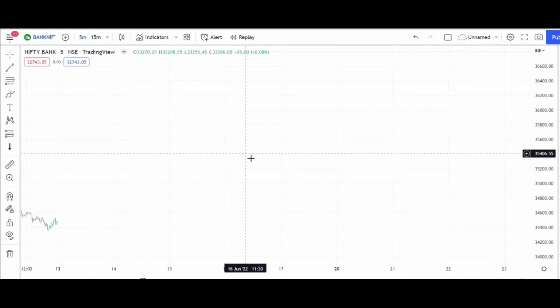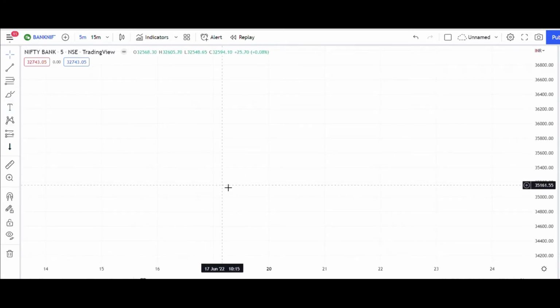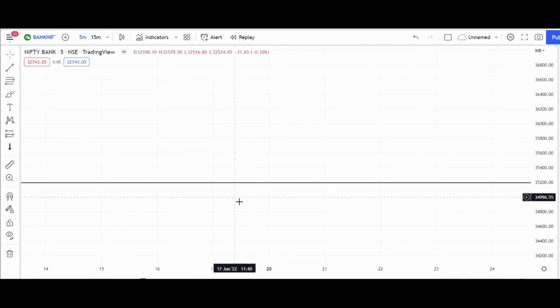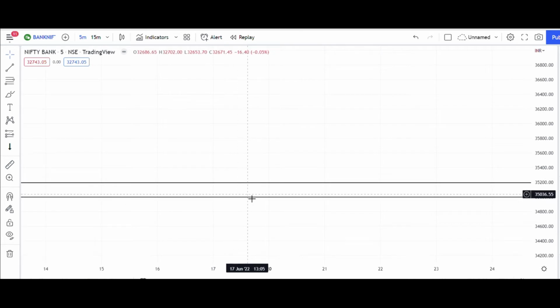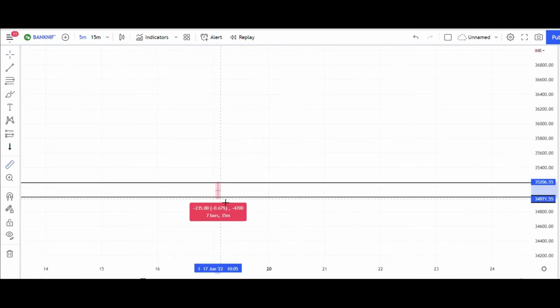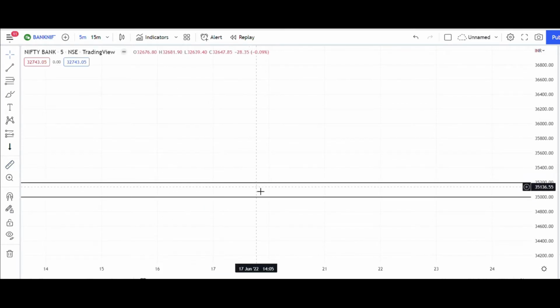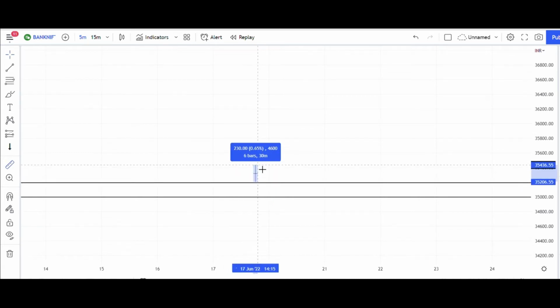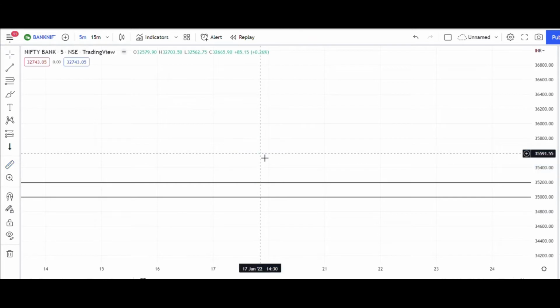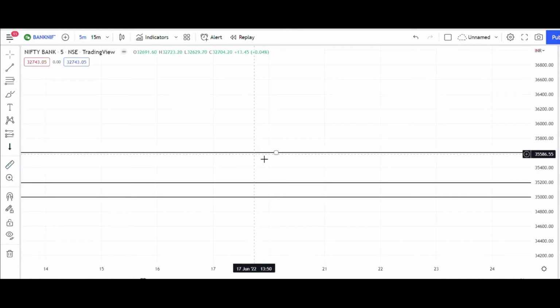Suppose you want to take entry at a certain level. Let's say you want to take entry at this level and you are keeping the stop loss here, but you want to have the trade with 1:2 risk reward. Here we can see almost 200 points is your stop loss. So 1:2 means at least your target should be 400 points from here. We can see 400 points is somewhere here, 35,600. So this is your target.